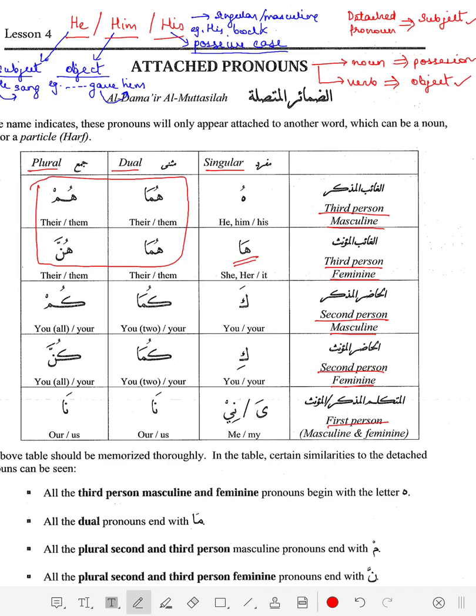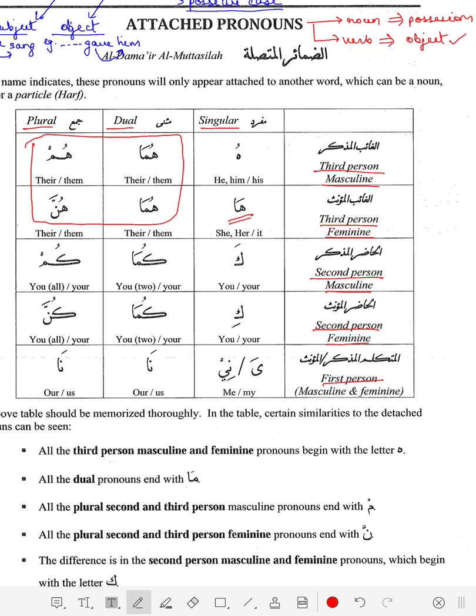And likewise, we had anta, antuma, antum. But instead of that, we have ka, kuma, kum. So remove anta and use ka instead. And again, we had anti, antuma, antunna. So here we have ki, kuma, kunna. So anta has been replaced by ka.